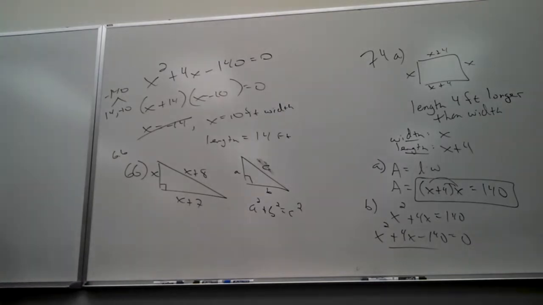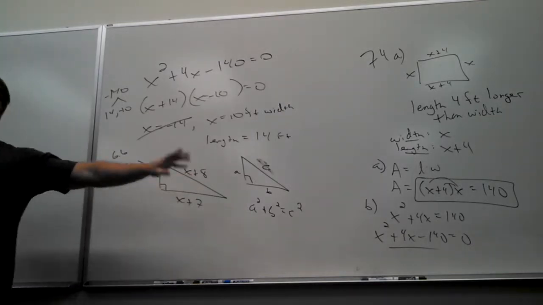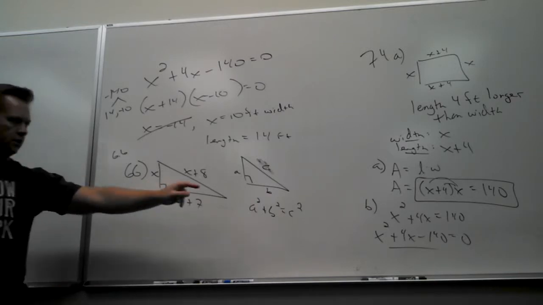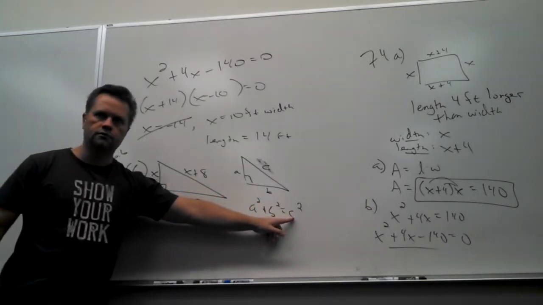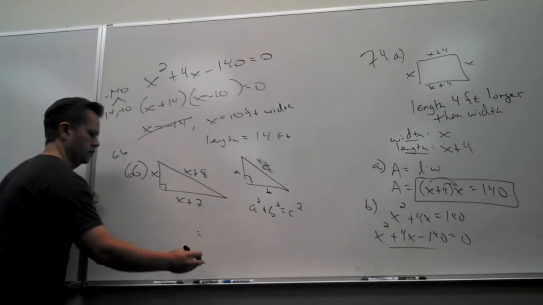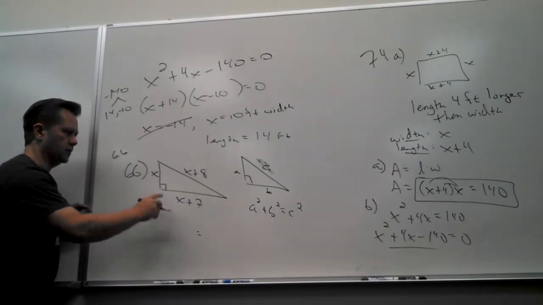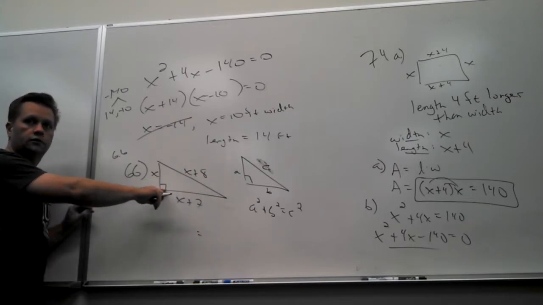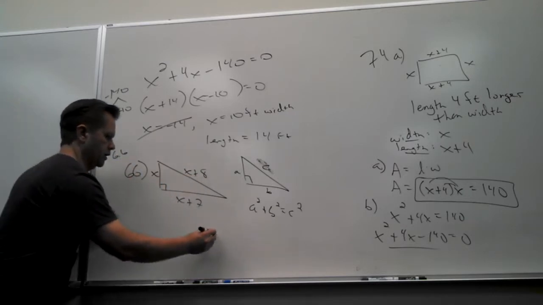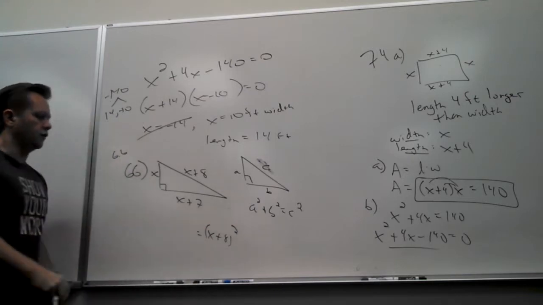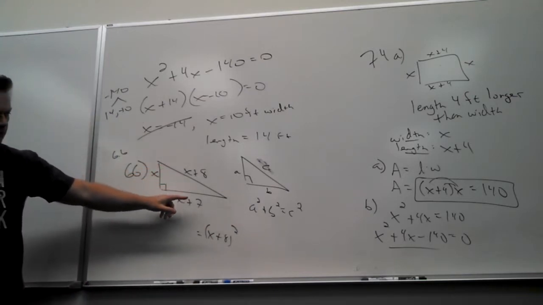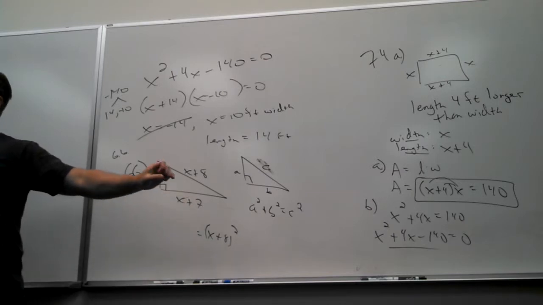Fine. So you're going to have some foiling to do. What's going to be on this side? What's going to be by itself? Which one's the biggest side? x plus 8, because it's across from the right angle. So it'll be x plus 8 squared. I'm going to FOIL that out. And the other side I'm going to have x squared plus x plus 7 squared.